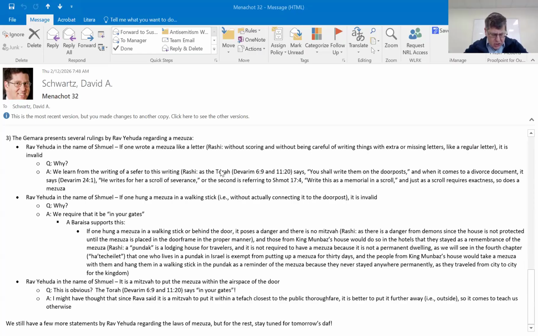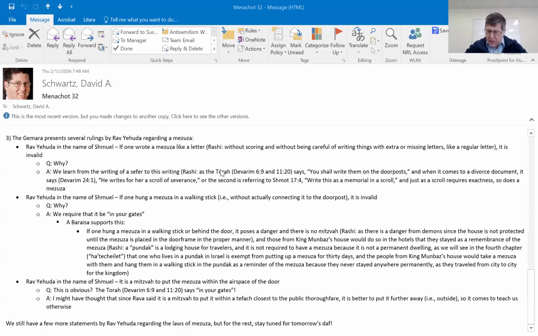So finally, the third and final statement for today: mitzvah lehanicha b'toch halalo shel petach. You need to put it in the airspace of the doorway. Pshita. Why are you even telling me that? Isn't that obvious? Bish'arecha amar Rachmana. The Torah specifically says it needs to be in your gate. No, salka da'atach amina.